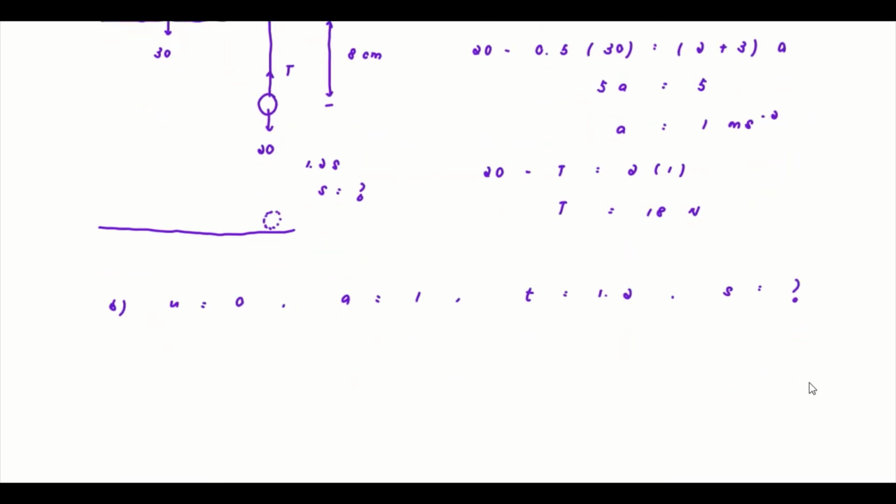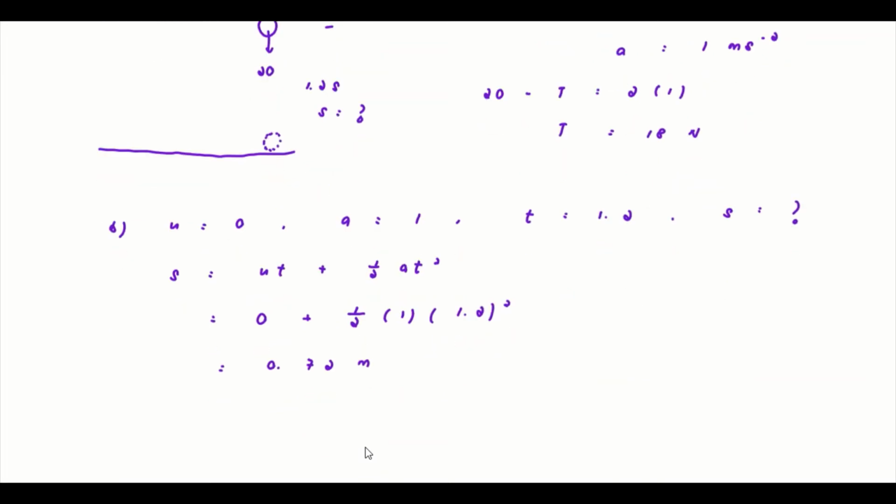Okay, so U, A, T, and S. So we can get S equal to UT plus 1 over 2 AT square. Okay, so 0 plus 1 over 2 AT square. So by just doing some simple maths here, then you can get 0.72, and this is meter.